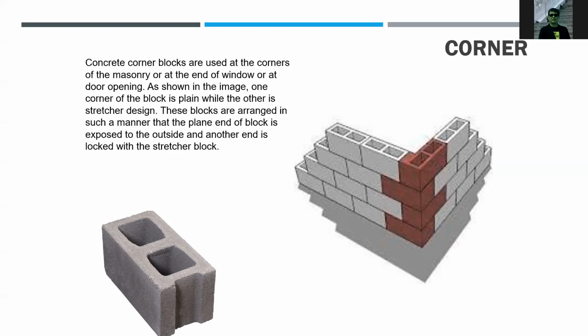So this is a corner block, used at corners of masonry, at the end of a window or a door opening. As shown in the image, one end of the block is plain while the other is of stretcher design. So these blocks are arranged in such a manner that the plain end of the block is exposed to the weather and the other end is blocked with a stretcher block.